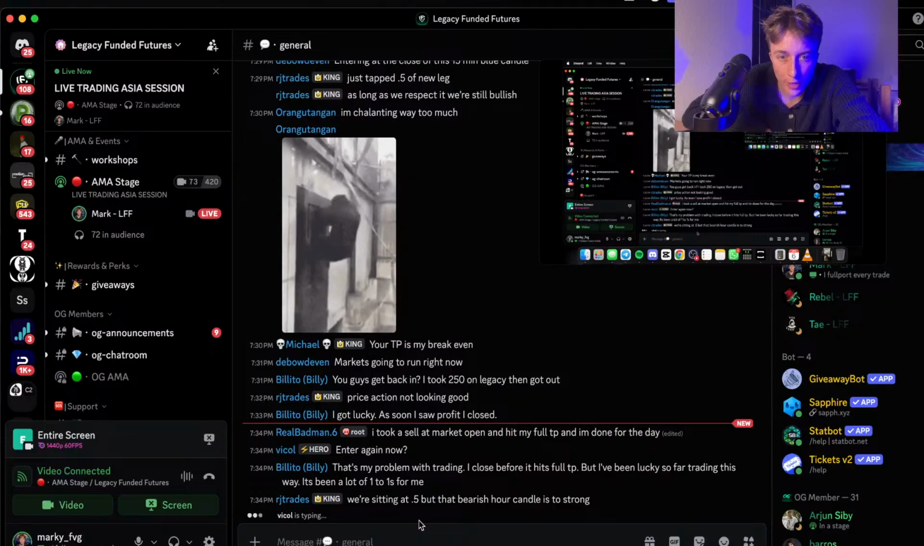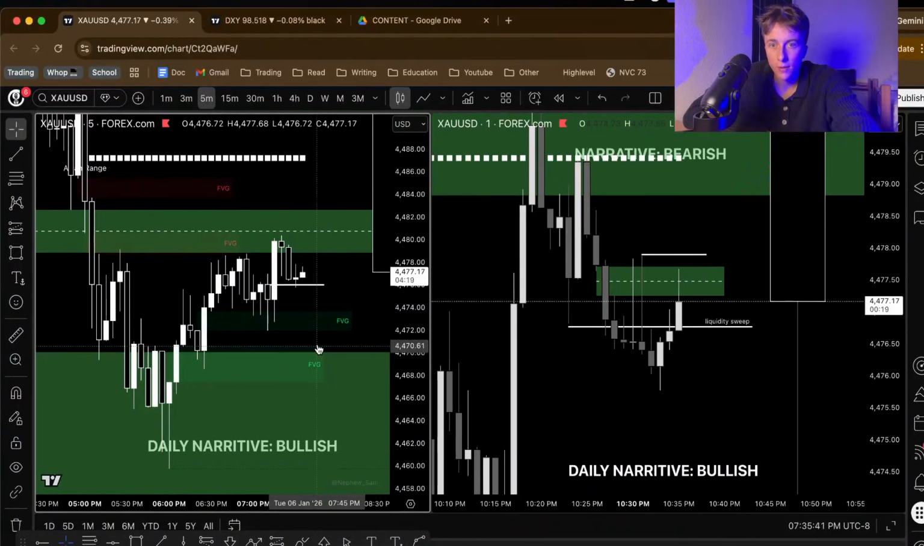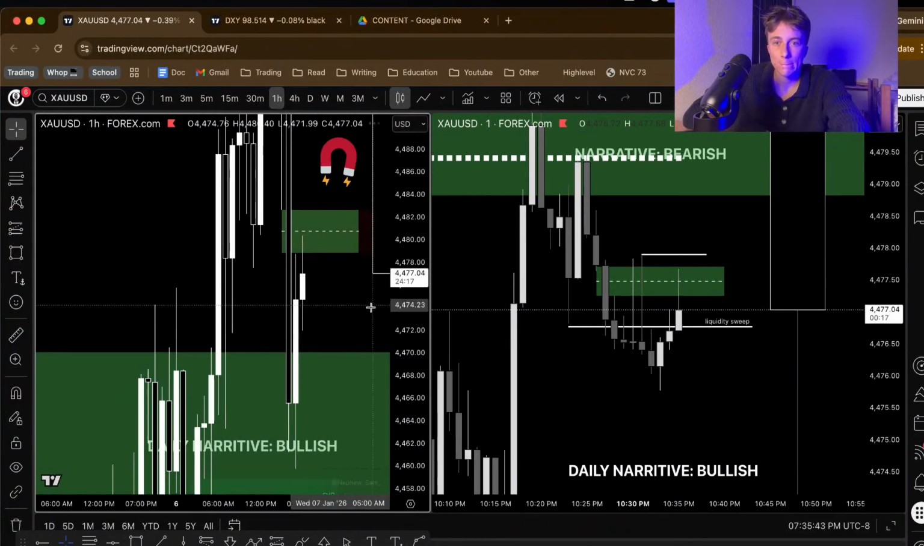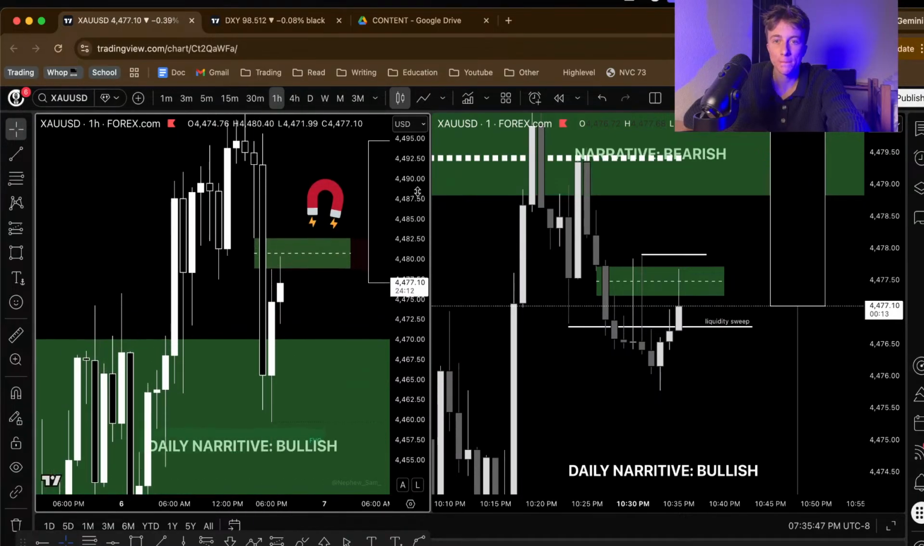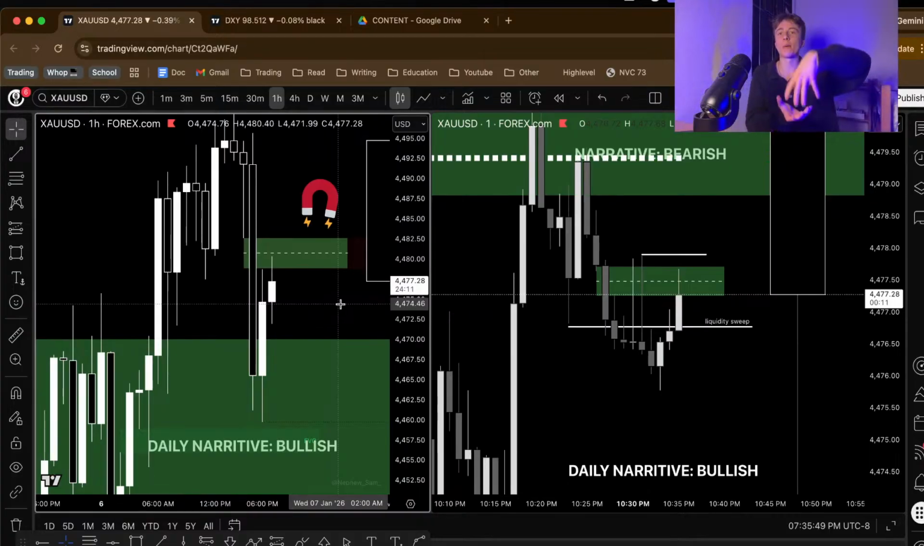That's my problem with trading. I close before it hits full TP, but I've been lucky so far trading this way. It's been a lot of one-on-ones for me. We're sitting at 0.5, but that bearish hour candle is too strong. I know, right? This fat 1 hour candle. It just engulfed the entire market.